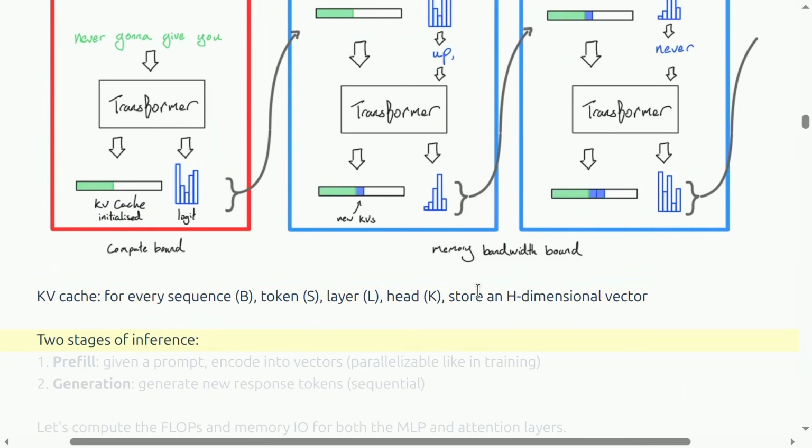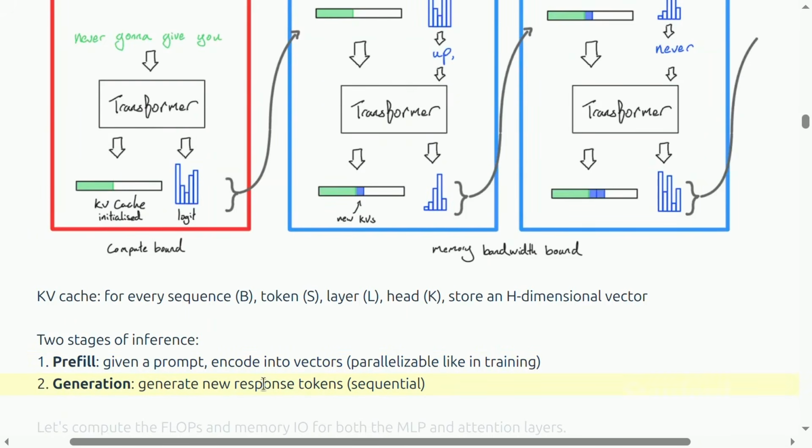Okay, and just to reiterate, for inference, there's prefill. You give it a prompt. You encode the prompt into these vectors. And this is parallelizable, just like in training, because you see the entire prompt. You can compute the KV cache. And then in generation, you generate the new response tokens sequentially, but at least you don't have to pay for generating the KV cache of the tokens that you already looked at.